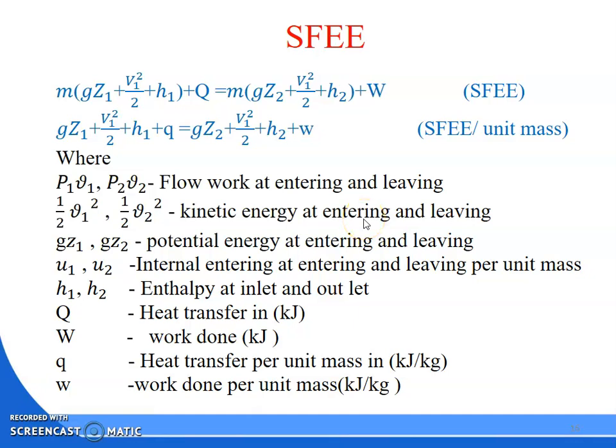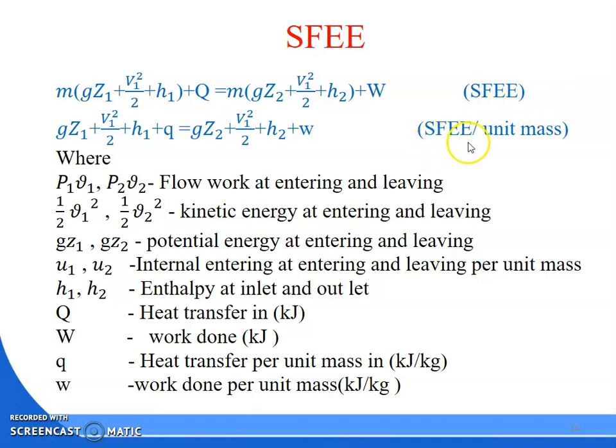So what was discussed? We derived the steady flow energy equation by taking some assumptions and arranging the energy at the inlet and outlet. So what we got, the steady flow energy equation, is mass multiplied by potential energy plus kinetic energy plus the total heat content, that is enthalpy, at the inlet, plus the heat interaction, is equal to the mass and the potential energy at the outlet, the kinetic energy at the outlet, the enthalpy at the outlet, plus work interaction. That we called the steady flow energy equation, SFEE.